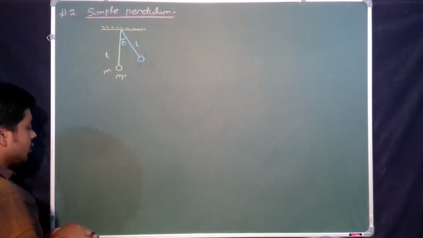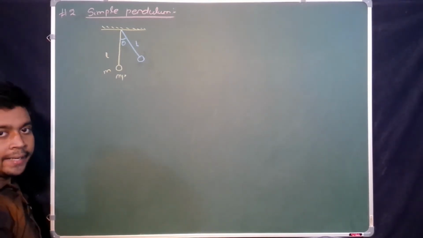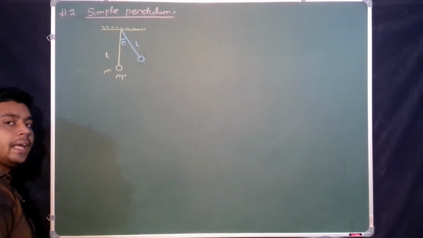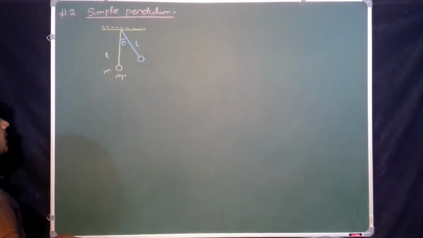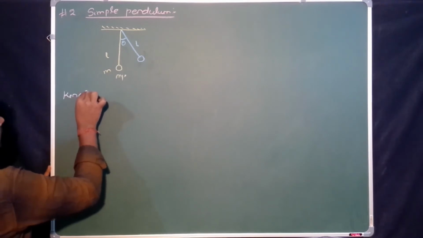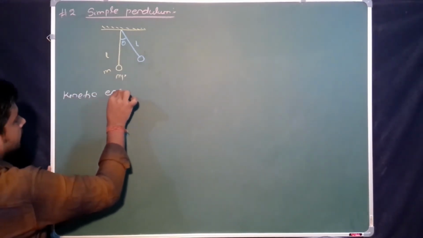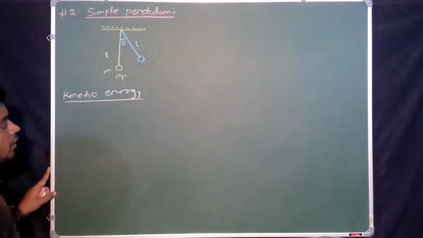Then to construct the Lagrangian, first we require the kinetic energy and then the potential energy. Then Lagrangian is equal to kinetic energy minus potential energy. Yes or no? Then just write down here kinetic energy. First we have to find the kinetic energy. Okay, how do you find the kinetic energy?